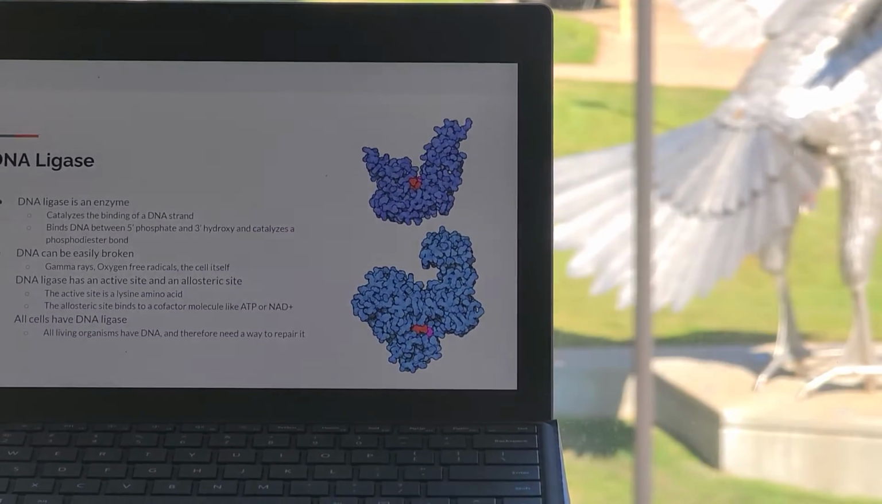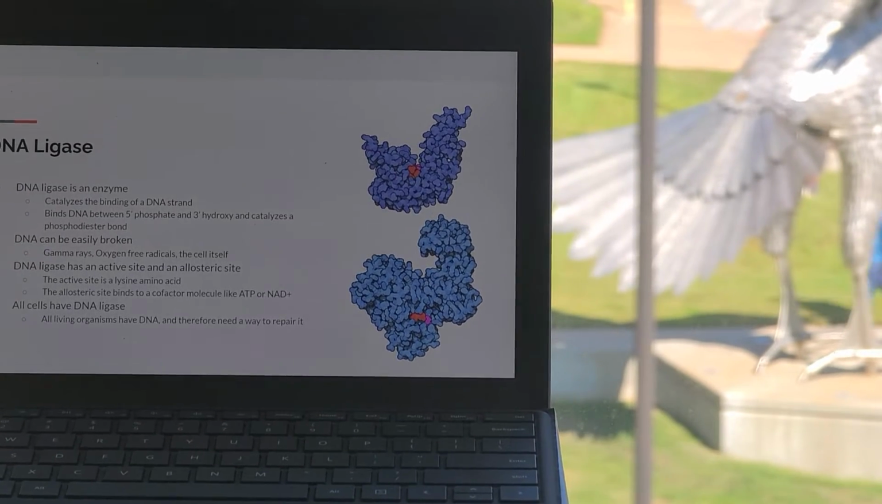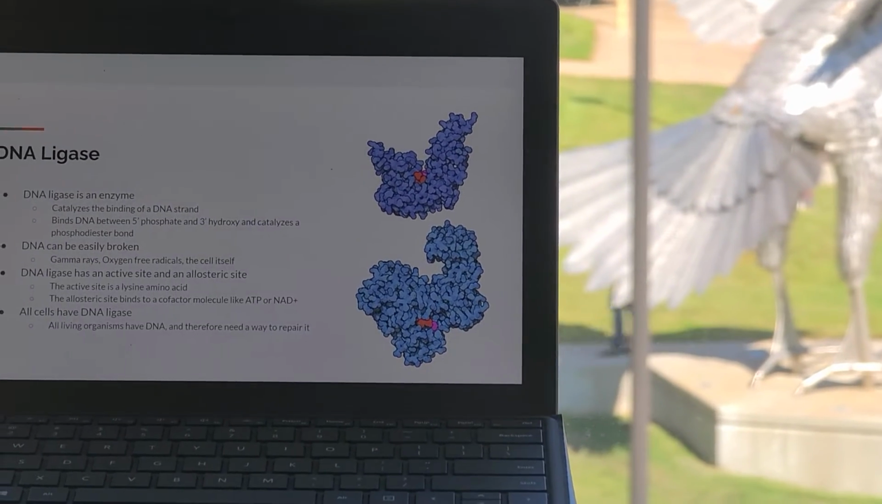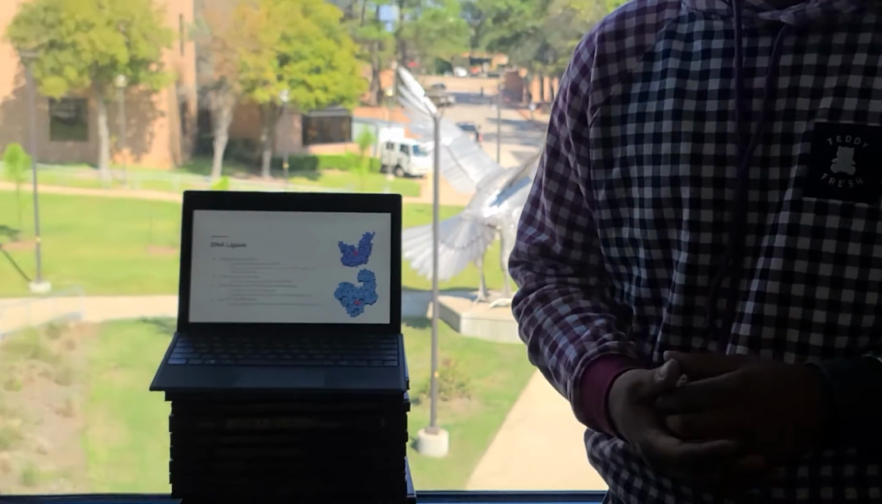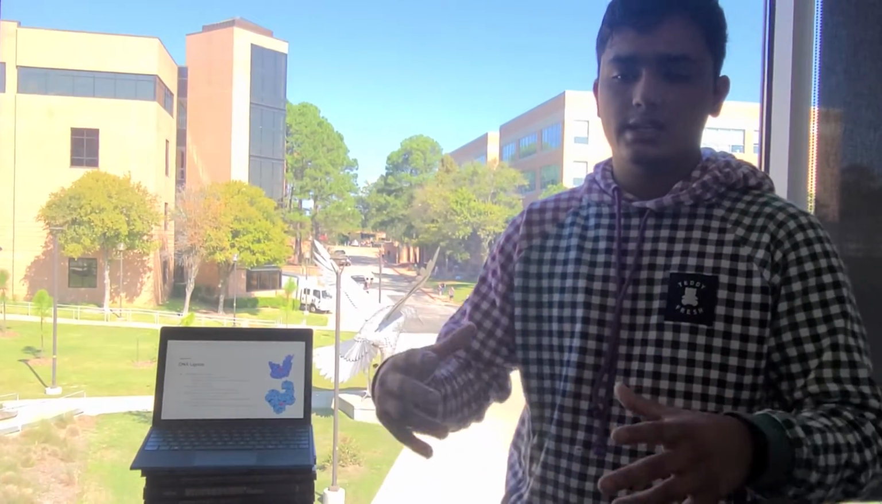So going back to the cofactor molecules that DNA ligase can have, you have two main families. You can have ATP dependent or NAD dependent, depending on what its cofactor molecule is. What its cofactor molecule does is bind to the allosteric site and change conformation so it's able to function.